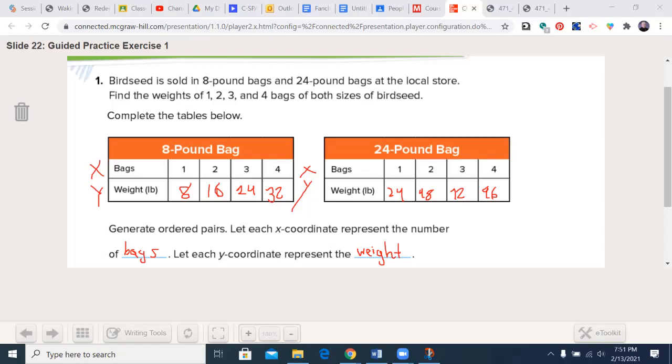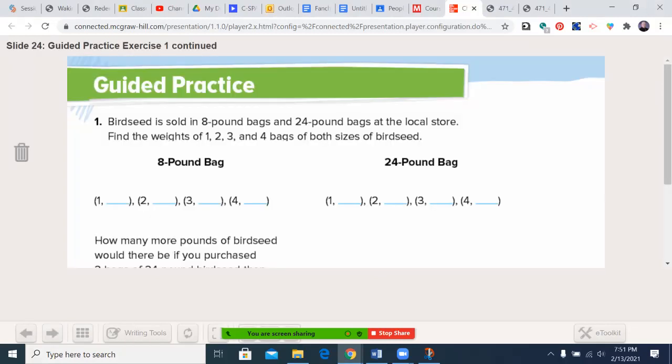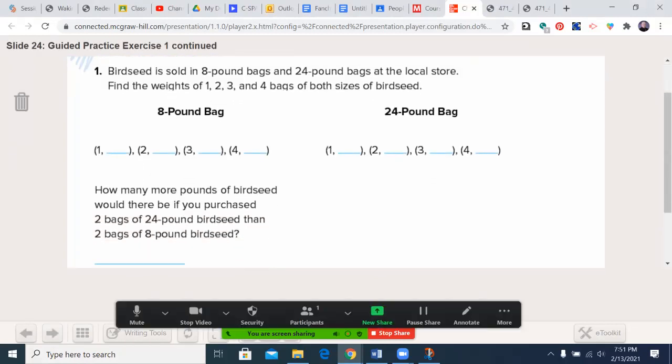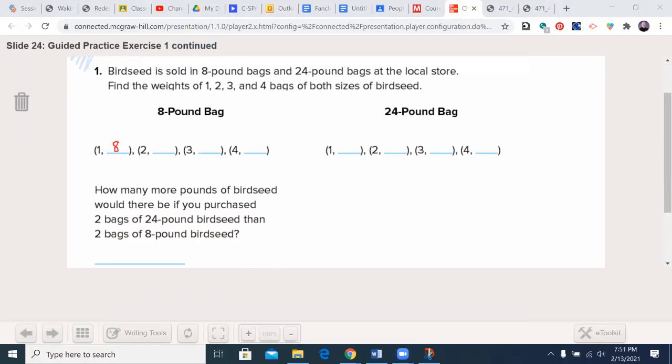All right, I'm going to go ahead and clear the drawings. You see the answers there. Now I'm going to turn it into some coordinates. For the 8-pound bags, it's the same numbers from the data that we just did. My x's and my y's. Now the 24-pound bags. So now I have my x, y coordinates.